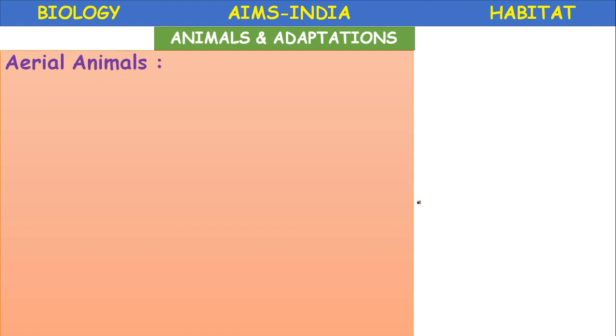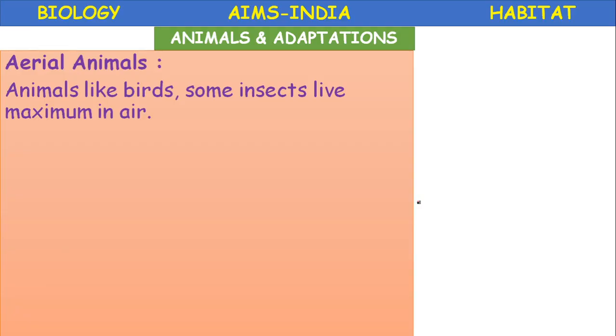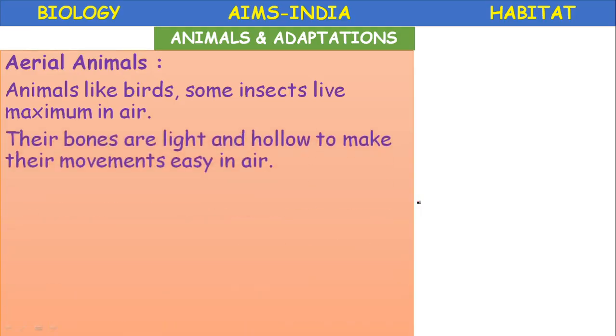Okay, aerial animals. What are aerial animals and what are the adaptations seen in these aerial animals? The animals like birds and insects spend maximum life in air. Such animals are called aerial animals. You might have seen different types of insects. They may walk, they jump, they fly. Some of the insects will swim, hop, or crawl. If you take the larvae of insects, they will crawl.